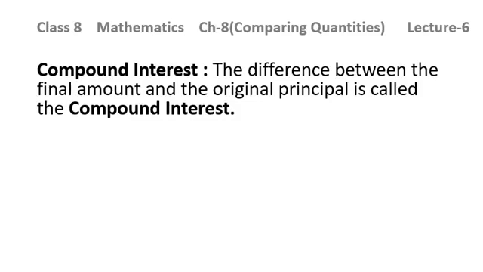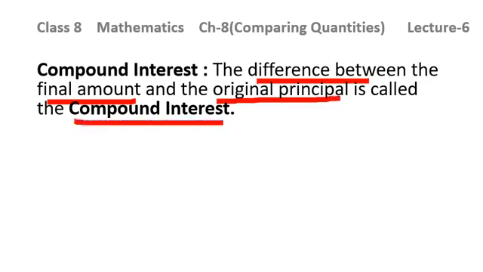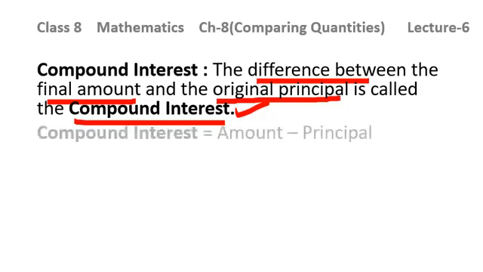The definition of compound interest is that the difference between the final amount and the original principal is called compound interest. What is this compound interest? First of all, you need to calculate the amount, and then the original principal. The difference of these two will give you the final compound interest, which is used in the practical scenario by financial institutions like banks, post offices and insurance companies.